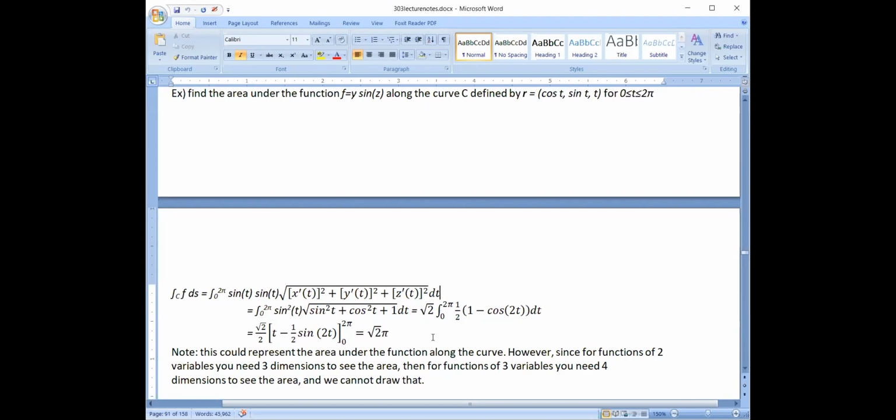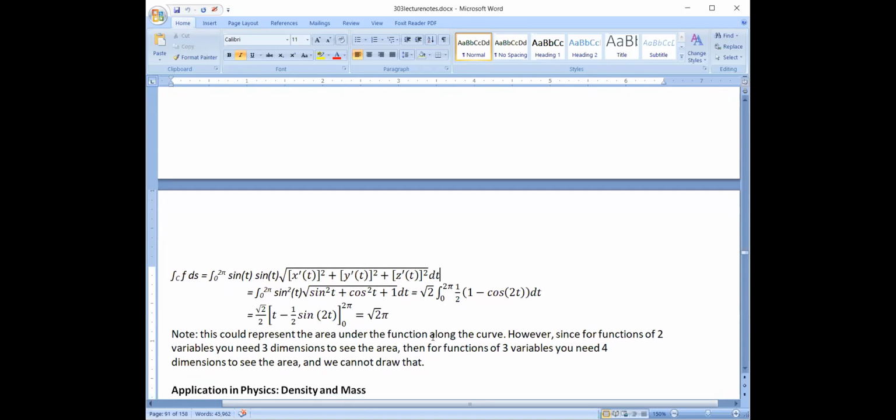And as I was starting to say before, the function value does not have to represent a height. So anything that was an application for the integral of f dx can also now be an application for the integral of f ds. Let's take a look at some examples for that.